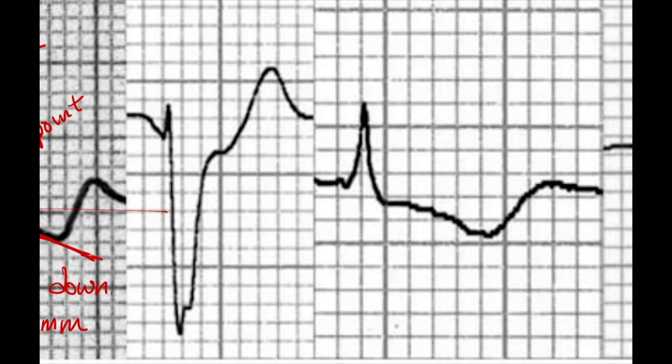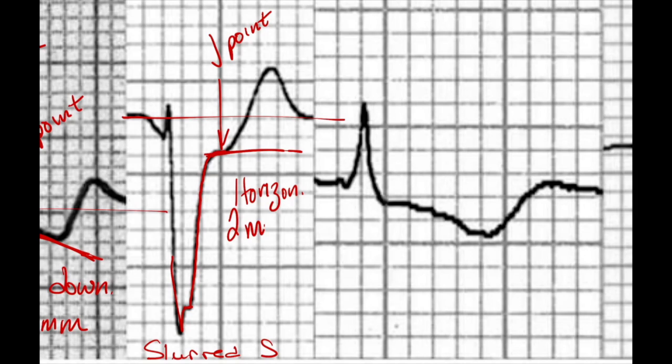In the next example, here's our downward S wave. Now, this is less of a J point, I think, as it is a fragmented or slurred S wave. So as we continue up and we flatten here, that is the true J point. And we see that this one is horizontal. And if this is our baseline, it's about 2 millimeters of horizontal ST depression.